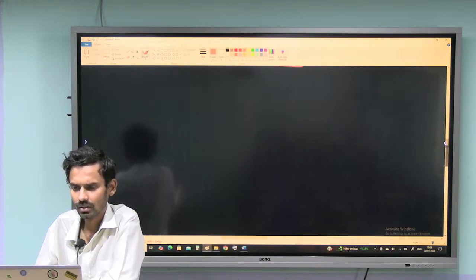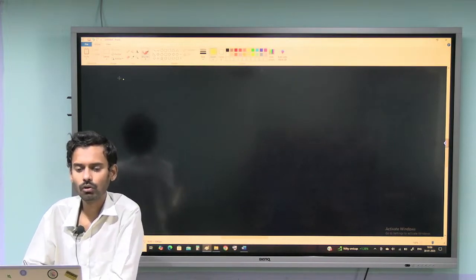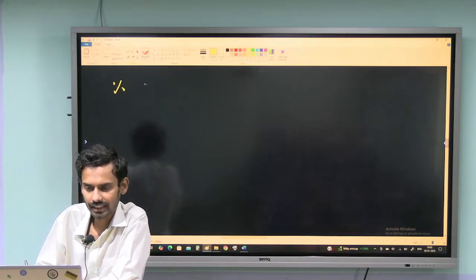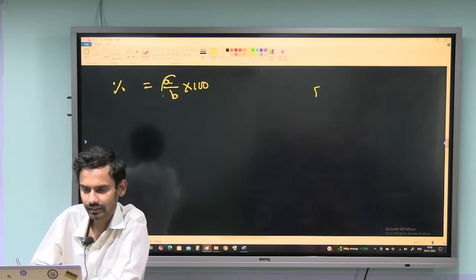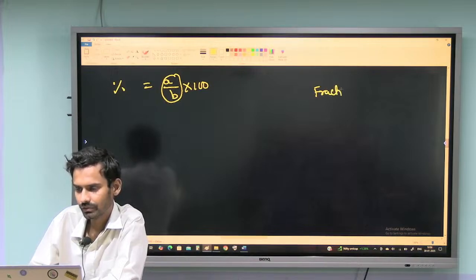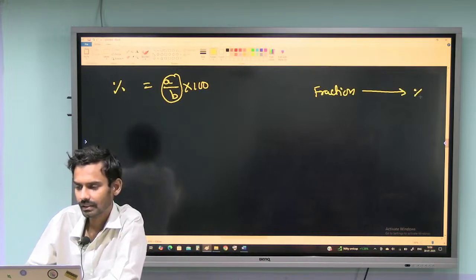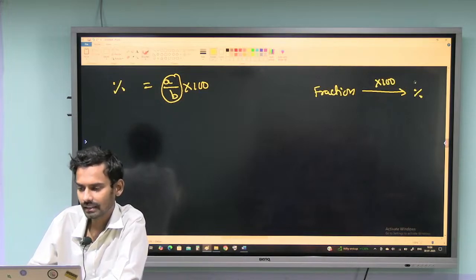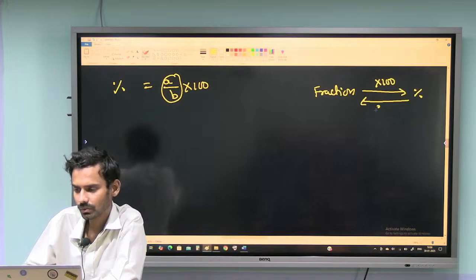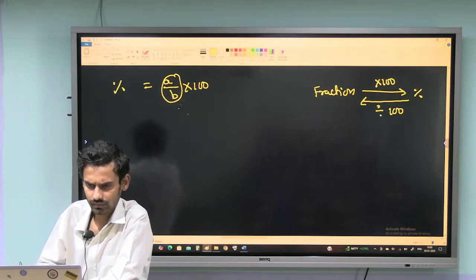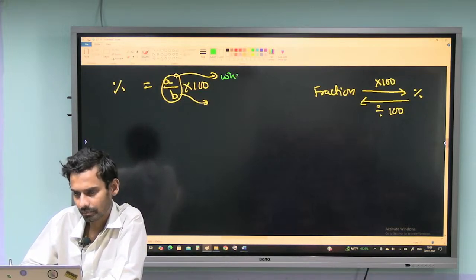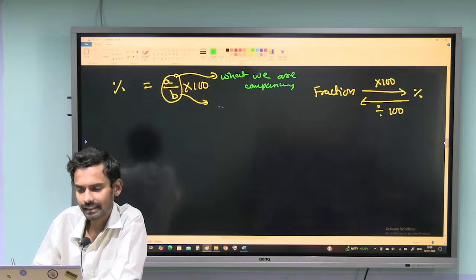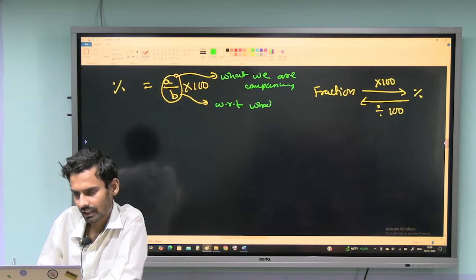Then on this basis, I will be giving you the formula for percentage. The formula for percentage will be A divided by B into 100. What is A by B here? A by B is a fraction. If you want to convert a fraction into percentage, you need to multiply it by 100. Similarly, if you want to convert percentage to fraction, you need to divide it by 100. So what is this A and what is this B? This A is nothing but what we are comparing, and this B is with respect to what we are comparing.